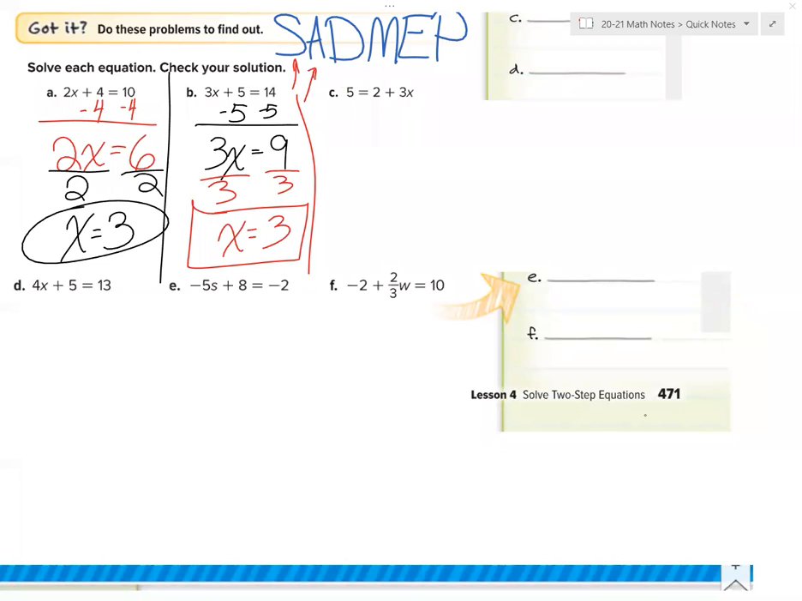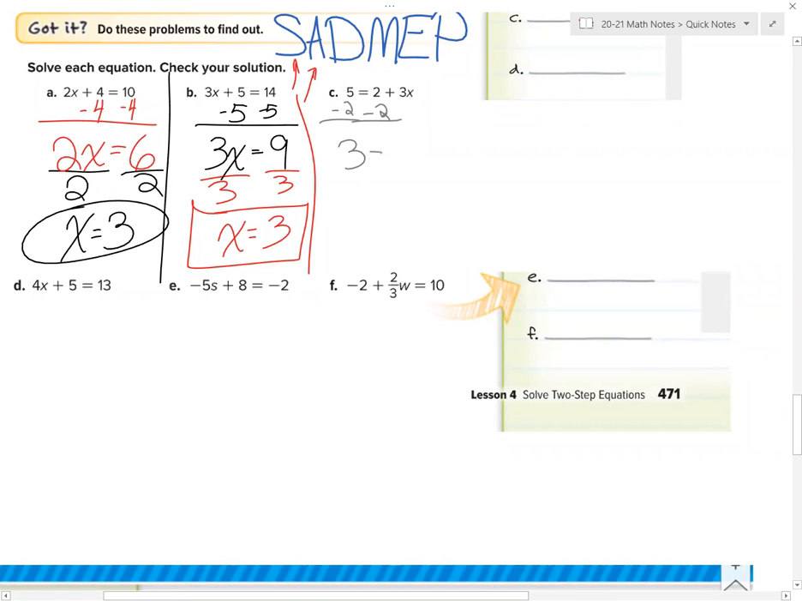All right, for this one here, we have C, which is 5 equals 2 plus 3x. What's happening to the variable? Well, it's being multiplied by 3, and 2 is being added to it. What's the opposite of a positive 2? It's a negative 2. And I have to subtract 2 from the other side as well.